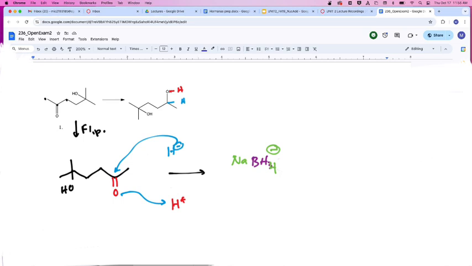Typically, when you run sodium borohydride, you run it in a protic solvent like methanol. Why do we run it in a protic solvent like methanol? Where do you get the H plus?